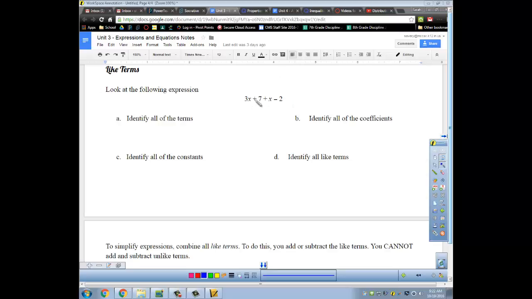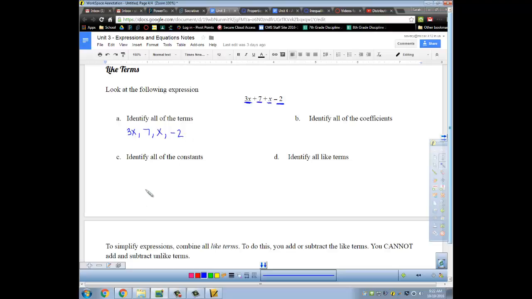So if we look at this expression right here, and this is called an expression because there is no equal sign. We'll talk about that a little bit more later. Here's a term, here's a term, here's a term, and here's a term. So there are four terms here because they're each part of the problem. They're always separated by either addition, subtraction, multiplication, or division. So 3x is a term, 7 is a term, x is a term, and this is like minus 2, but it's really negative 2. So remember, subtraction, negative, same thing. So these are my four terms.